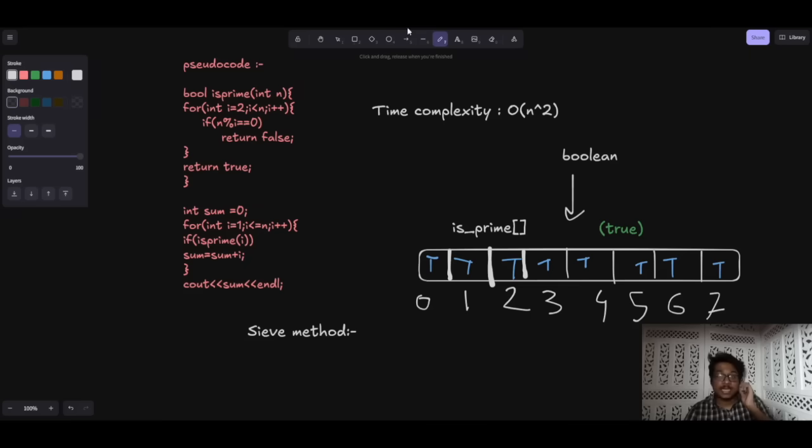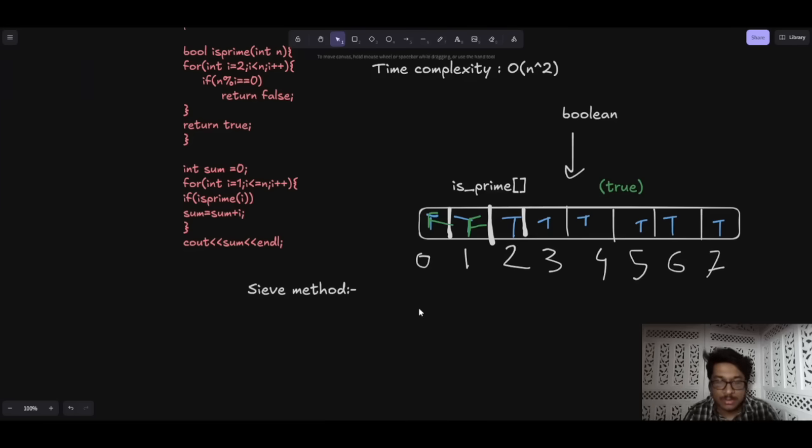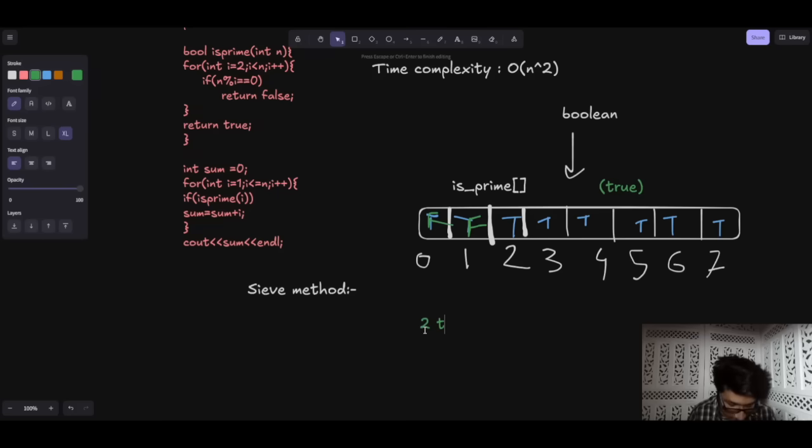Then we will start making some changes. First of all, we know that 0 and 1 are not prime. So at the beginning only, I'll change this to false. I will change this to false. Then I will run a loop from 2 to n.